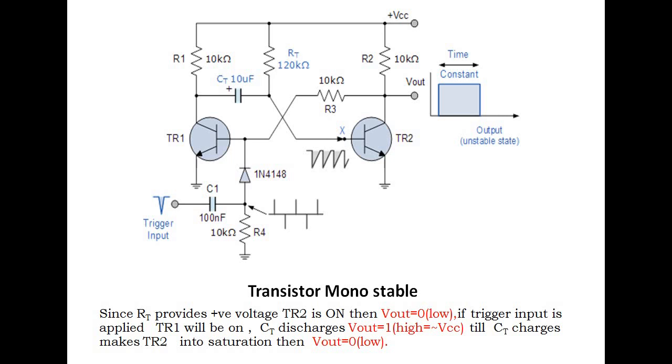How long the output will be high depends upon RT and CT. Initially the capacitor is charged; when we apply the triggering pulse, the capacitor starts discharging. When we remove the triggering pulse, the capacitor charges again. When that capacitor attains 0.7 volts, TR2 switches on again. So the stable state for the monostable multivibrator is the low state. It is going to be at the high state for some amount of time, which is determined by RT and CT. Fine.